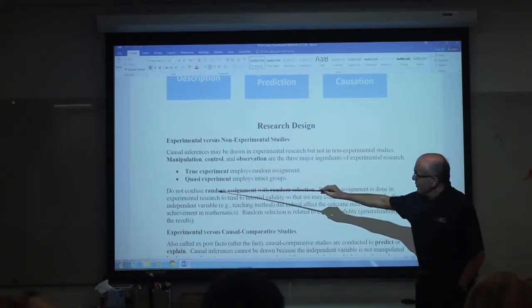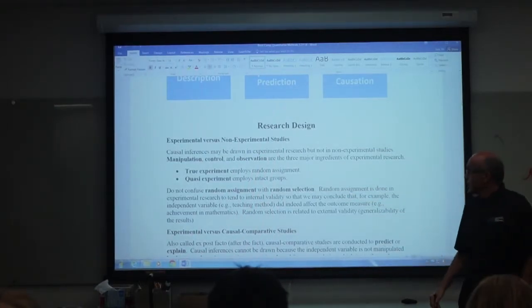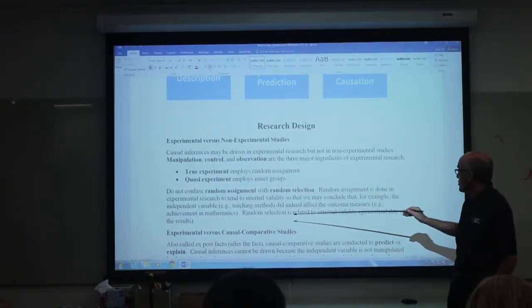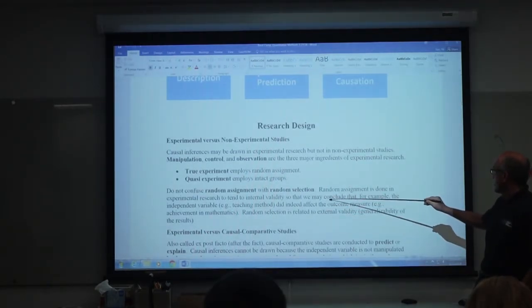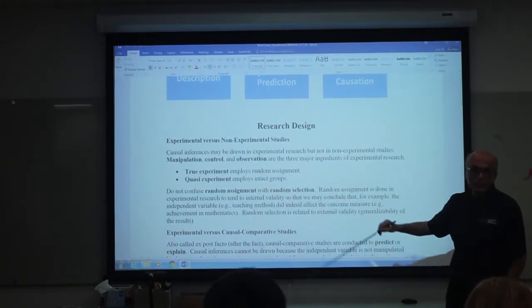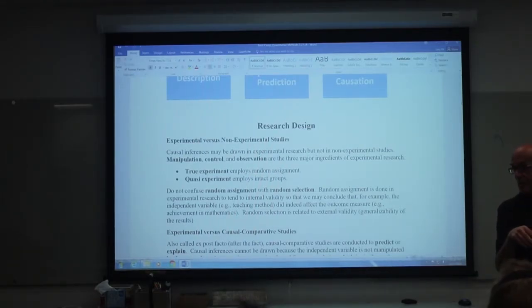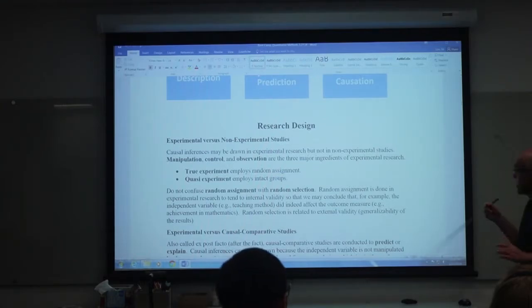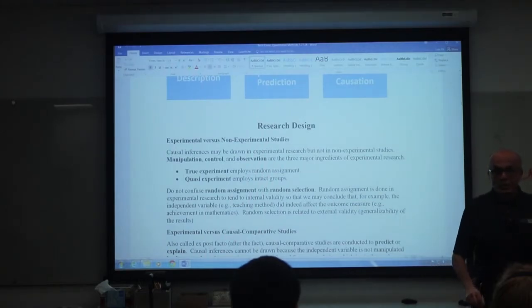You do not want to confuse random assignment with random selection. Random assignment has to do with what we call internal validity. When you claim your study has internal validity, what you are saying is whatever happened, happened because of my intervention. So random assignment increases the internal validity of the study.